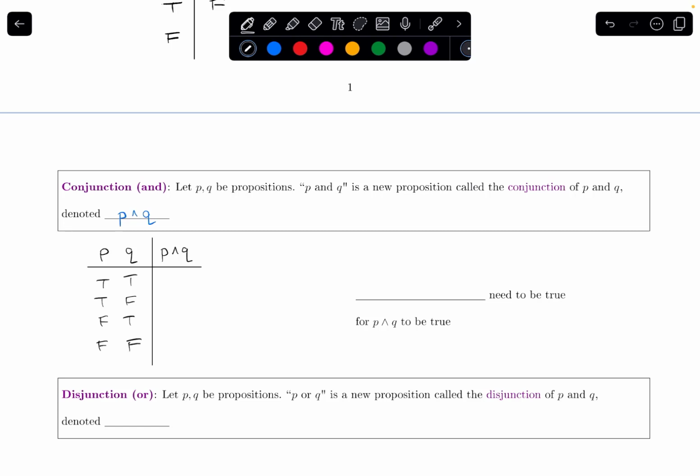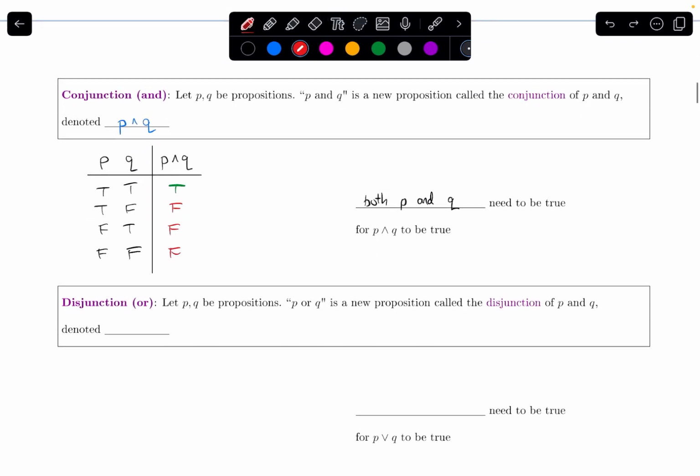For my and statement to be true, both P and Q need to be true in order for the whole and statement to be true. So only in this first row, when both of them are true, will the final thing be true. When either one of them is false, or even if both of them are false, the and statement is false. The only way the whole and statement could be true is if both P and Q are true.